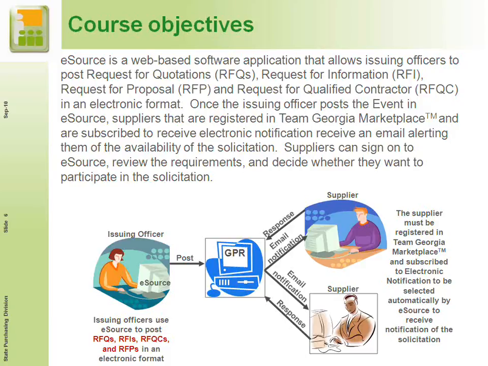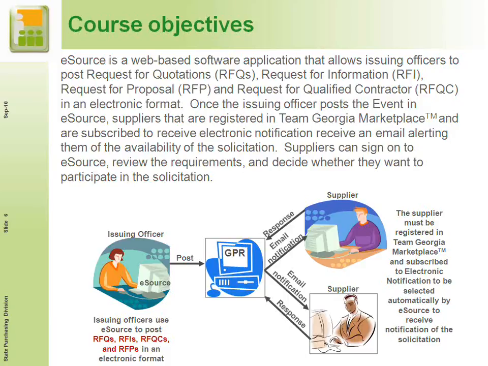Once the issuing officer posts the event in eSource, suppliers that are registered in Team Georgia Marketplace and subscribed will receive an electronic notification, an email alerting them of the availability of the solicitation. Suppliers can sign on to eSource, review the requirements, and decide whether they want to participate in the solicitation.